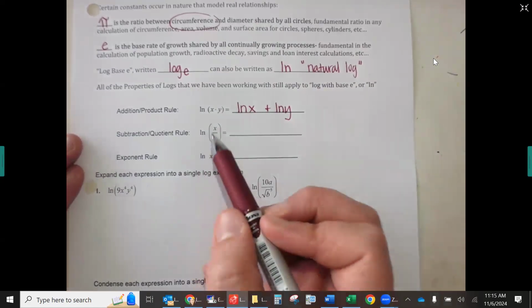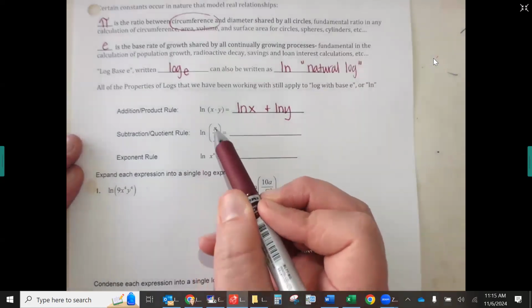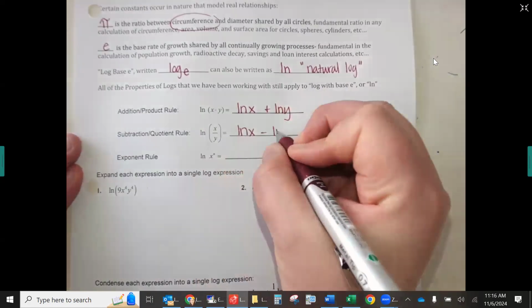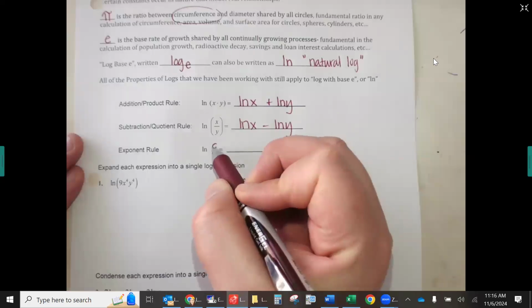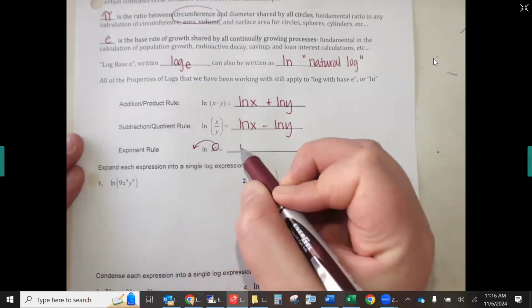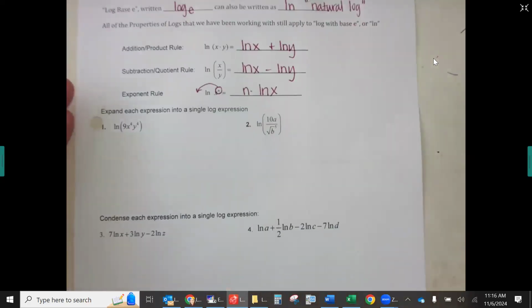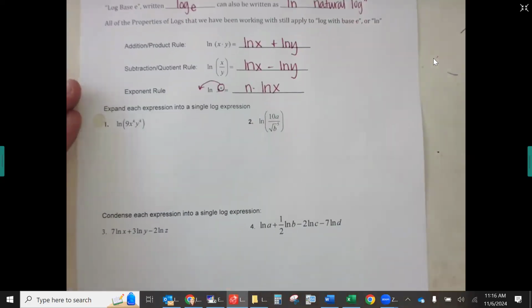Okay, what about if your ln has divided things? How can I split them? Subtract, so it'd be ln x minus ln y. Okay, and then the last one is that if you have an ln of x up to the n, remember that you can take this n from the top, you could drop it down to the front. So it would be n ln x. All right, so we're basically going to do the same several things we've done with logs on this day.